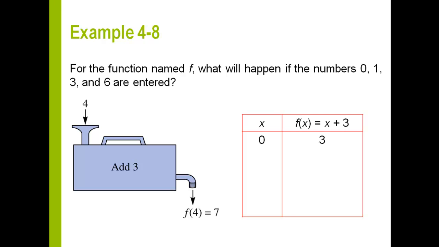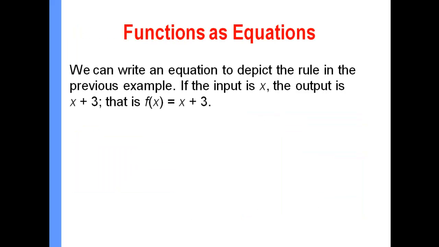So then if we want to make a table, we can provide different inputs, and as it goes through the machine, we add a 3 to each input, and we get outputs. So we can also write this information as an equation. We can write f of x is equal to x plus 3. And note that our input is x and our output is f of x. This is written in function notation.